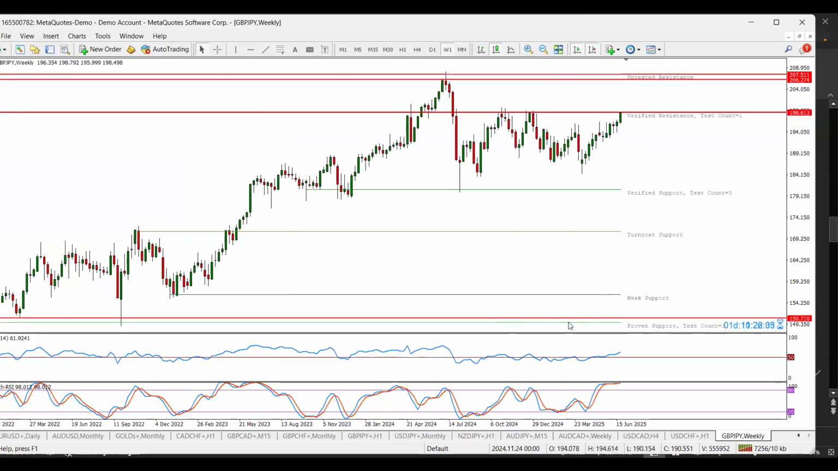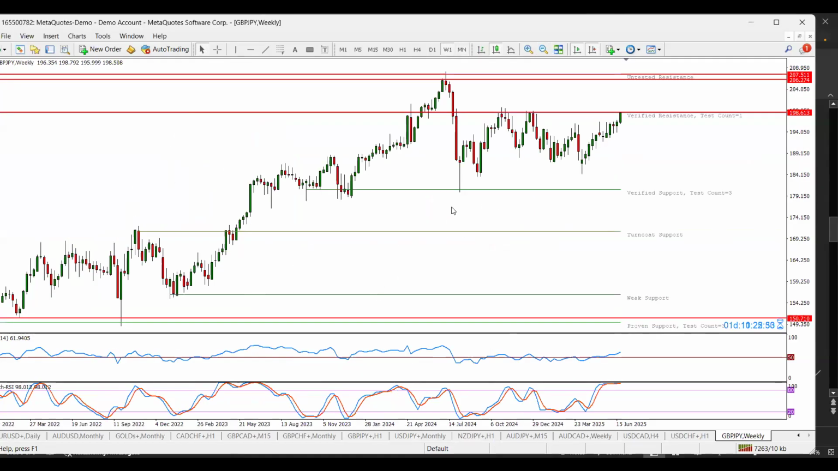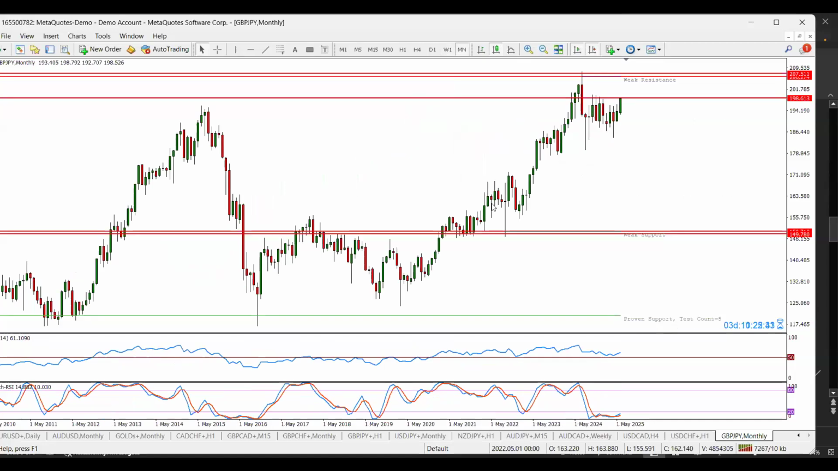Now look at the one I drew on the monthly time frame. Look at this one, 150.710, right? When I go back to the weekly, you will see that it's showing proven support. So there's another line here, down here. Like I said, support and resistance is not a line. It is a zone.